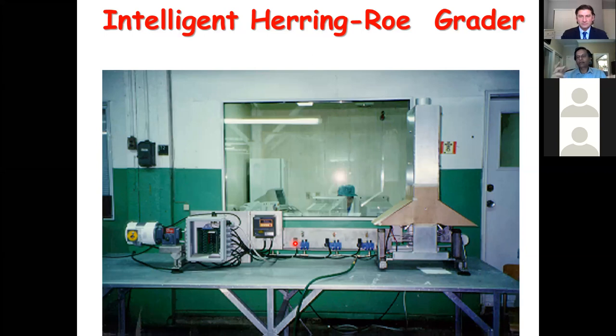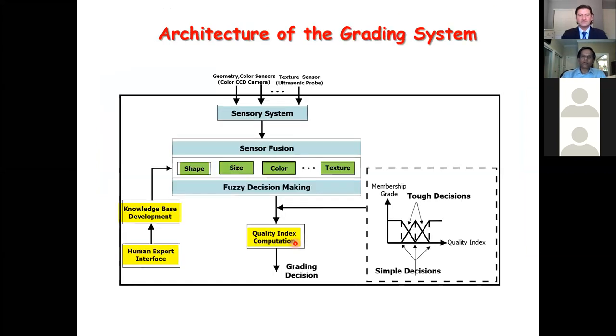So the result was this machine. This machine basically senses several things like shape, size, color, texture. That's what the customer wants. And then we do some kind of sensor fusion and decision making to come up with the grade. And that is the essence of this machine.